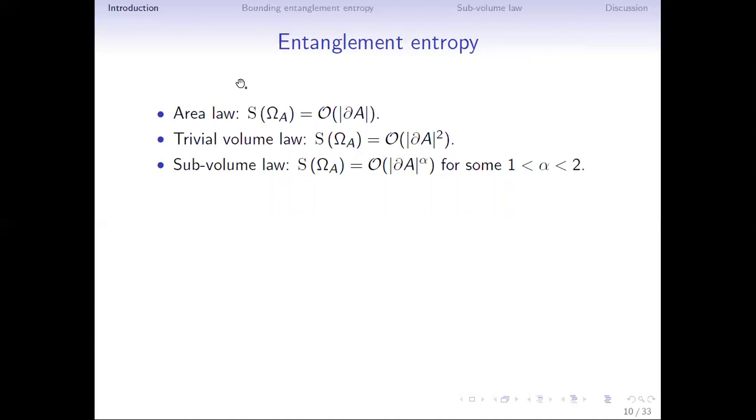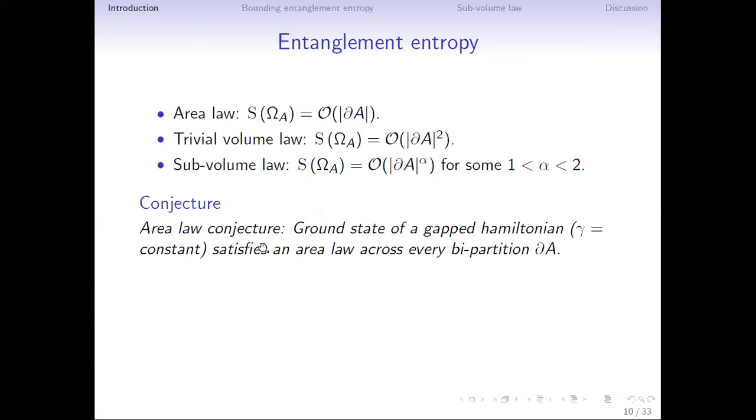The system is said to satisfy an area law for entanglement entropy if the entropy scales as the length of the boundary of the region. The trivial behavior would be that of volume law, in which the entropy scales as the volume of the region, which also happens to be the square of the boundary in 2 dimensions due to the isoperimetric inequality. Subvolume law sits between the area law and the volume law, and it says that the entropy scales as boundary to the power alpha, where alpha lies strictly between 1 and 2.